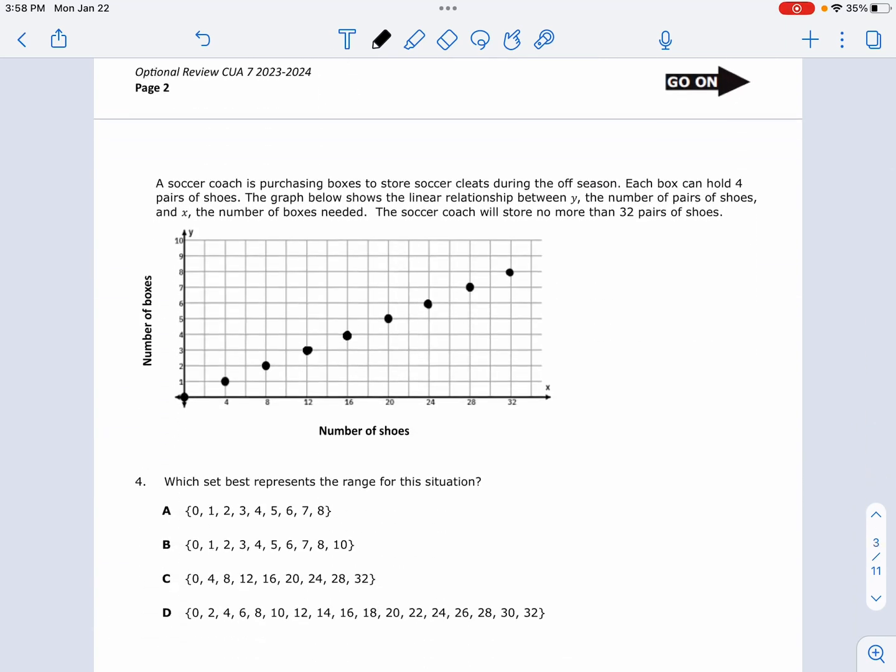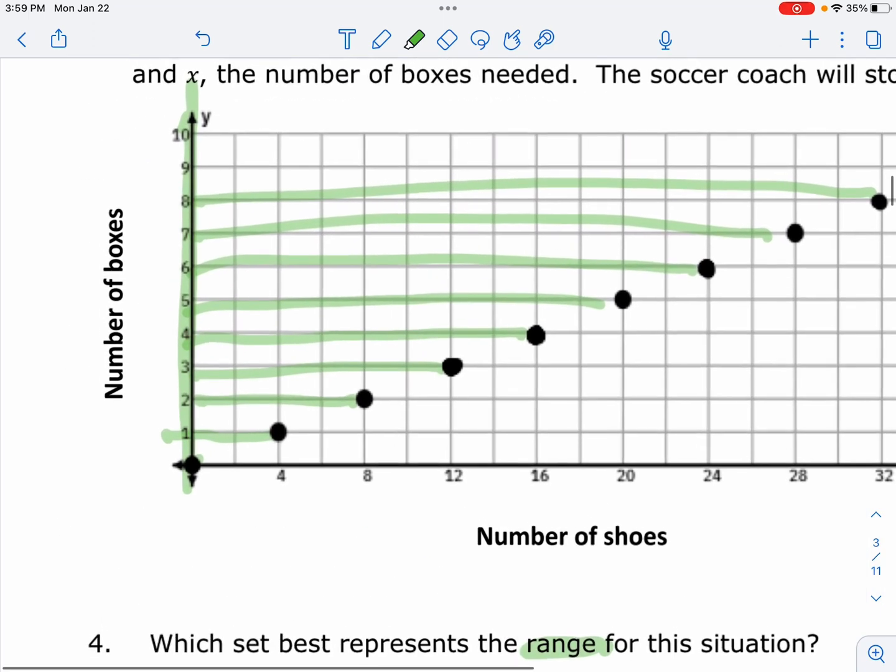Okay, this is a discrete range. They're asking us for range again. So remember, don't look at anything but your y-axis. Don't look at the numbers on the x-axis. Look to see where each one of these numbers would intersect the y-axis, and that's it. So what I see here is it looks like a 1, a 2, a 3, a 4, a 5, a 6, a 7, and an 8.